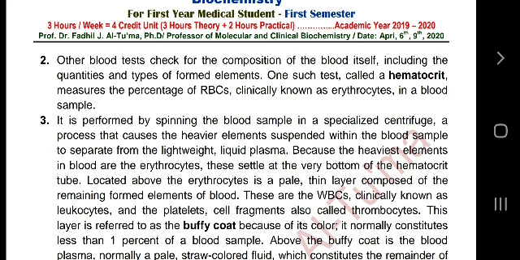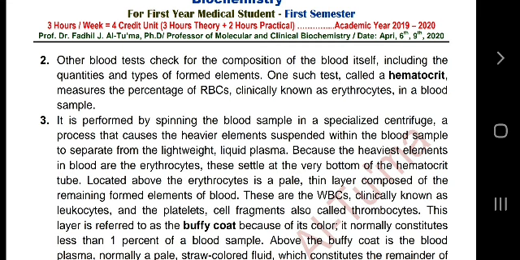It is performed by spinning the blood sample in a specialized centrifuge, a process that causes the heavier element suspended within the blood sample to separate from the lightweight liquid plasma. Because the heaviest element in the blood are the RBCs, the red cells, these settle at the very bottom of the hematocrit tube.